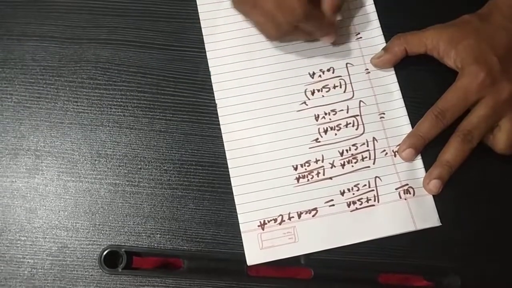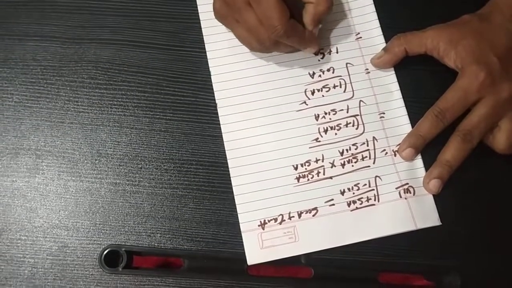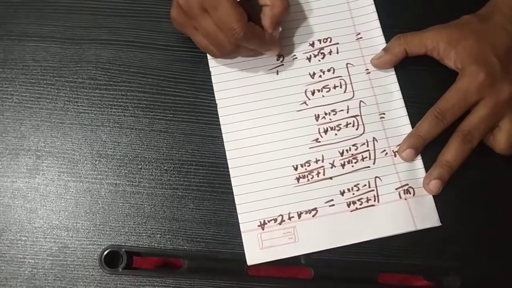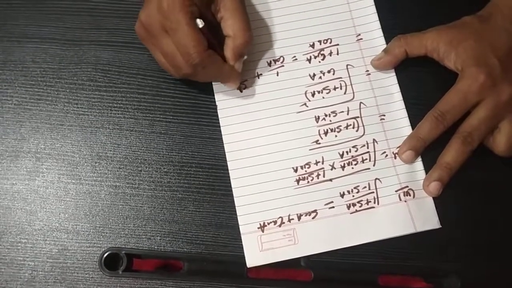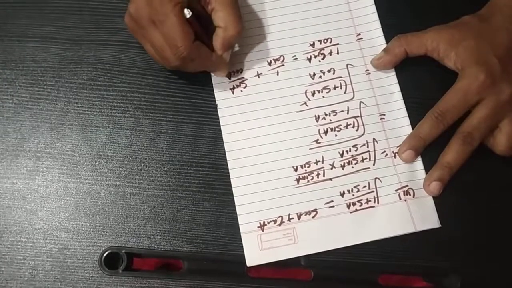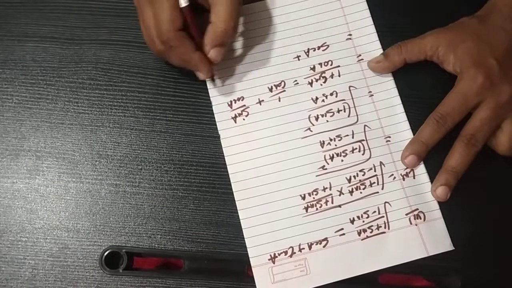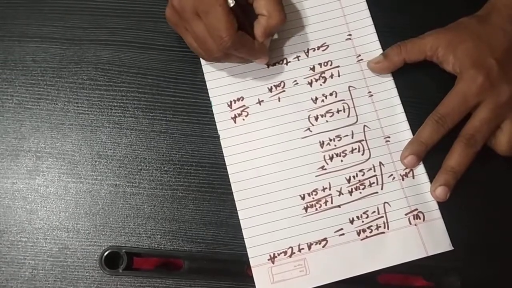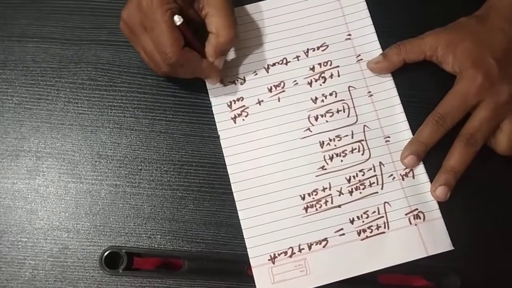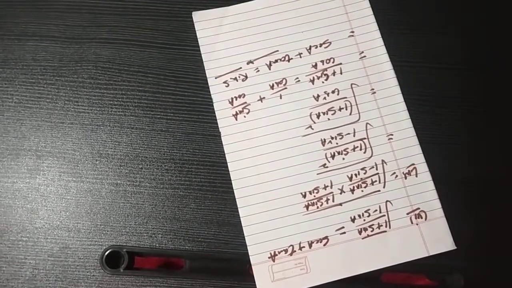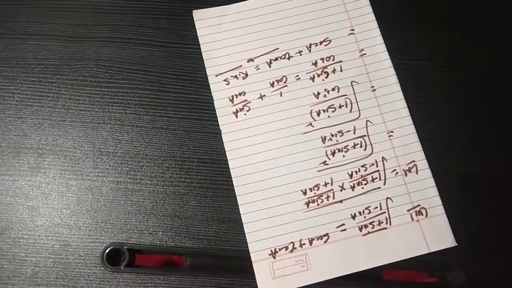1 minus sine square A will be written as cos square A. Now the square will be cancelled with root. So 1 plus sine A upon cos A. We'll separate it, 1 upon cos A plus sine A upon cos A, and 1 upon cos A will be secant A, sine A upon cos A will be tan A, which is your right hand side. So this is the sixth part of the question. Now we'll move to the next part, that is seventh part.